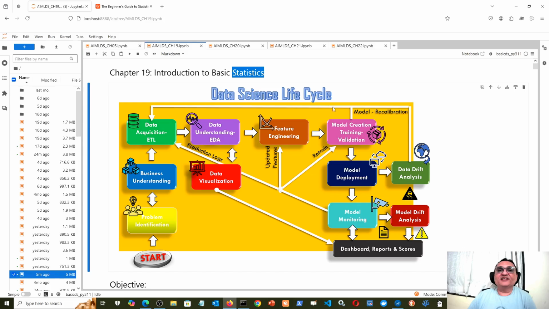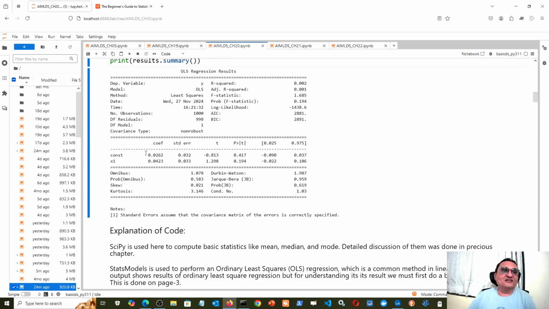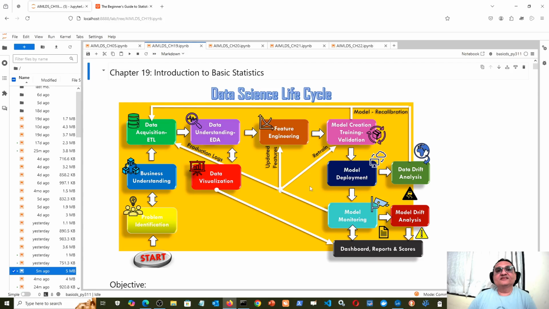So before the model creation also you need statistics, and after the model creation for evaluating your model, because as I said, if you get this kind of output, now what sense does it make? What is this Durbin-Watson, and what is this Jarque-Bera, and what is this omnibus and all that, kurtosis and all that. So statistics is, you can say, the heart of the real or pure data science process. Okay, so we have to do that, and therefore we have kept 19th chapter, Introduction to Basic Statistics.